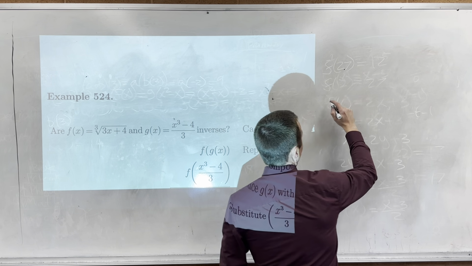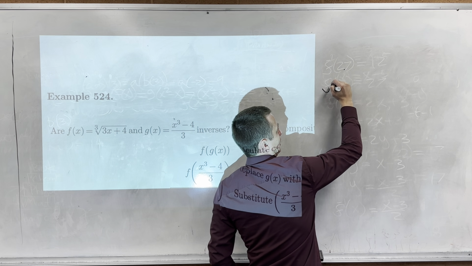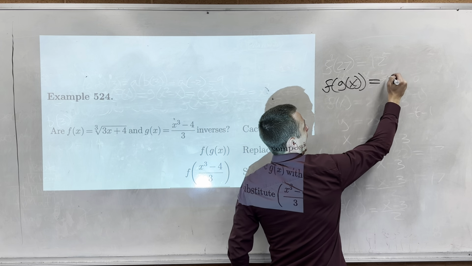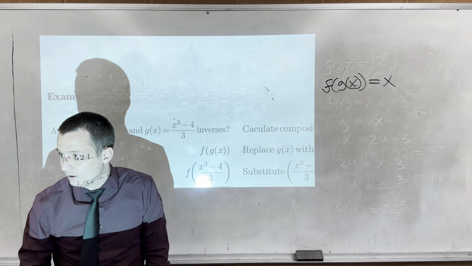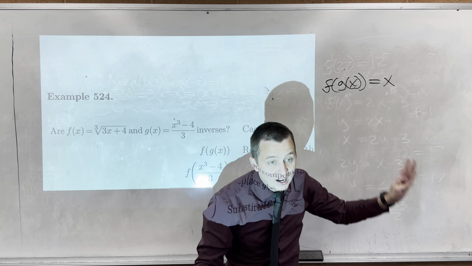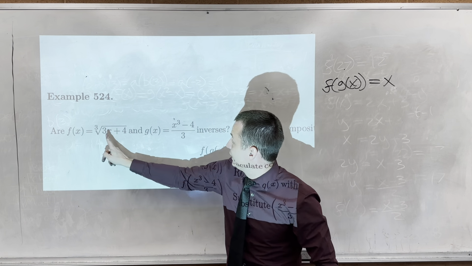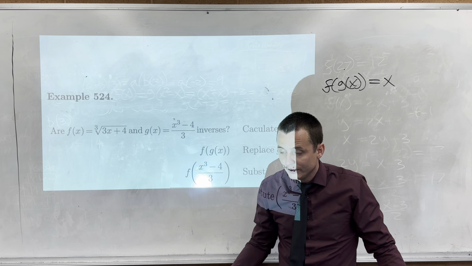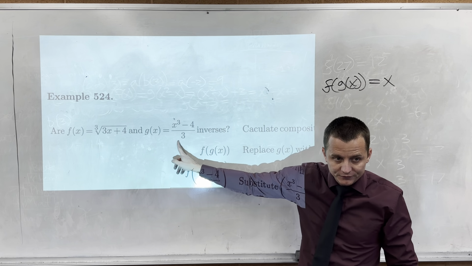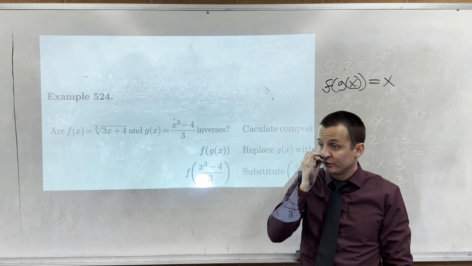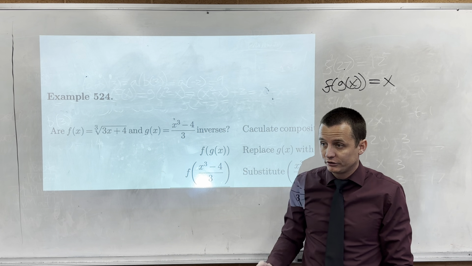It has to be the case that if f and g are inverses of each other, then f of g of x has to just equal x. Whatever you get when you run it through both functions has to be what you started with. That's how you test it. You literally plug this into this and see if when it's all said and done, you're left with just x. So you plug this into this, simplify, and you better be left with just x. If you are, they're inverses of each other. If you're not, they're not inverses of each other.